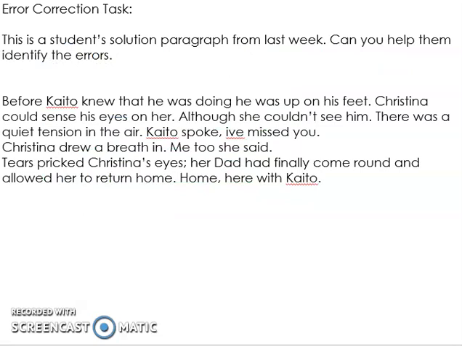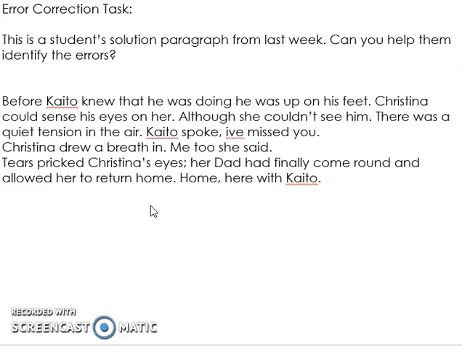A quick correction task. This was a student's solution paragraph from last week. Can you help them identify the errors? I can see I've made an error there as I'm going. Should be a question. Poor Plato knew what he was doing. He was up on his feet. Christina could sense his eyes on her, although she couldn't see him. There was a quiet tension in the air.